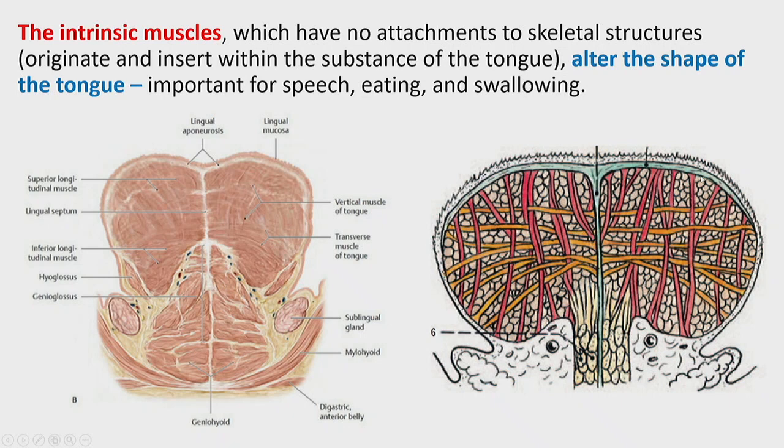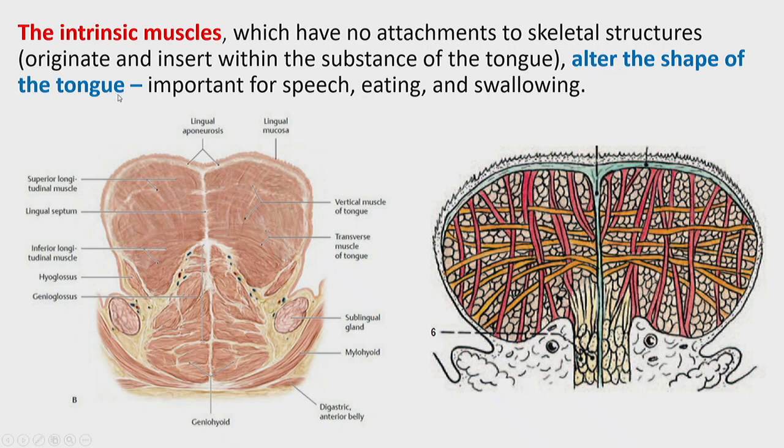You can see is a dense connective tissue. And another, it's the lingual septum, which is dividing the left and right side of the tongue. And this intrinsic muscle, they have a function which is altering the shape of the tongue.